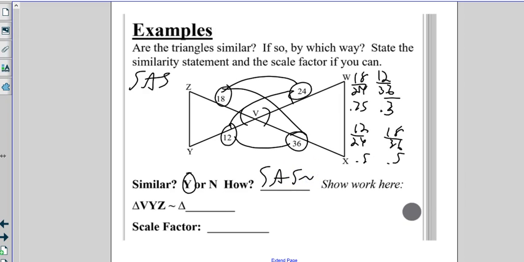Now you have to be careful here. VYZ. So we're starting in the middle. We're going to start in the middle on this one too. Now, we're going to Y. That's towards the 12. So we want to go towards the side on the other one that's proportional, so that's going to be the 24. So that's going to be VWX. And the scale factor, being 0.5, is 1 over 2, or if you went the other direction, it would be 2 over 1.